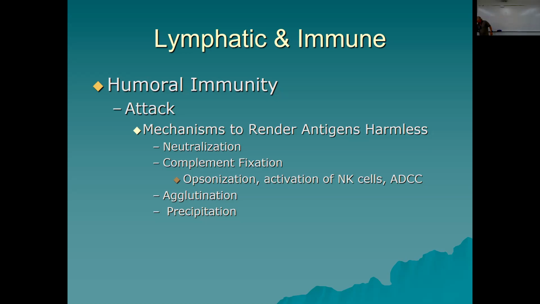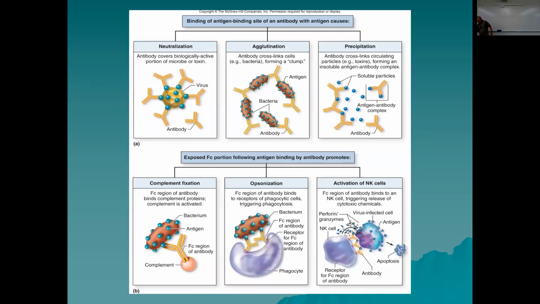It might be in the next slide too. Yeah, right here. Neutralization, antibodies cover biologically active portion of microbe or toxin. Agglutination, antibody cross-links cells forming a clump. And this stimulates phagocytosis by macrophages. Precipitation, forming an insoluble antigen-antibody complex that falls out of solution. I think macrophages can clean those up too. Complement fixation.